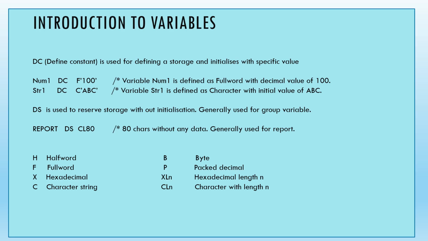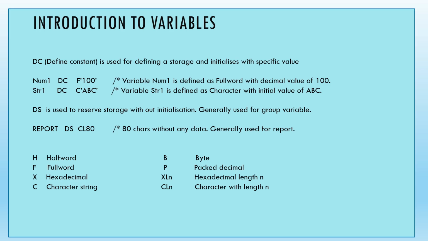We are using a DS most of the times. Say report DS CL80. What will you do? You blank the entire report, right? And then you start populating the report record with various values. So what are the various types of variables?